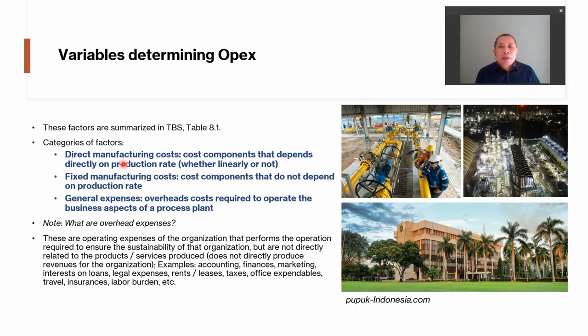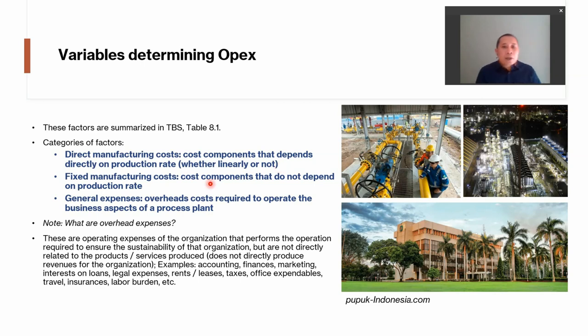These would be the ones that depend directly on production rate, whether linearly or not, okay? So if the plant is producing at 50% capacity, then this direct manufacturing cost will have to be adjusted. It will be different than if the plant is operated at its design capacity, for example.